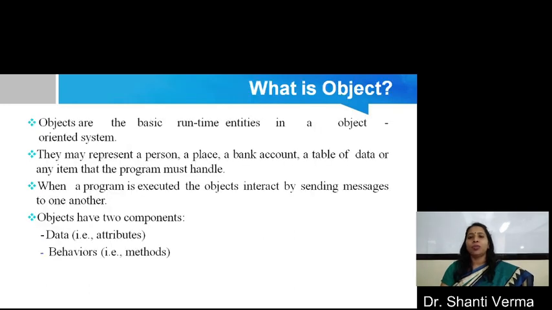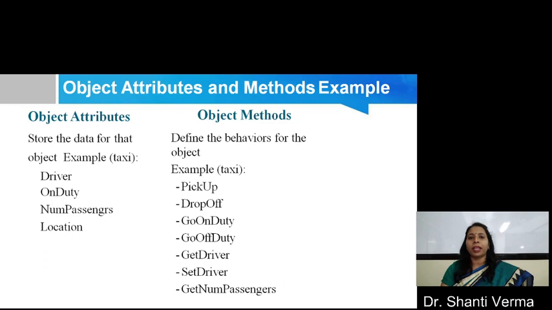Now let's first discuss what an object is. Basically, objects are the basic runtime entities in an object-oriented system. They may represent a person, a place, a bank account, a table of data, or any data item that the program must handle. When a program is executed, the objects interact by sending messages to each other. Basically, objects have two components. First is data, which is also called attributes, and second is behaviors, which are called methods.